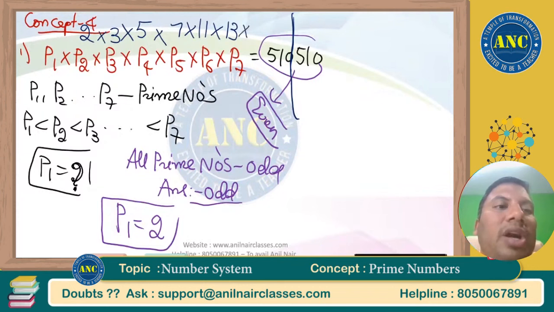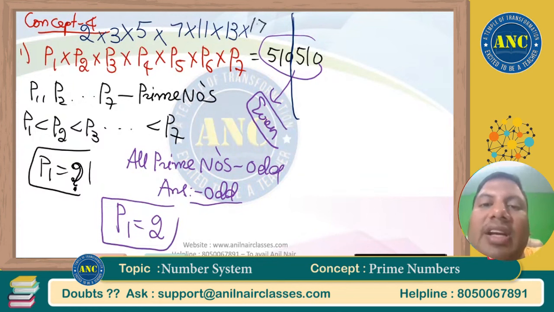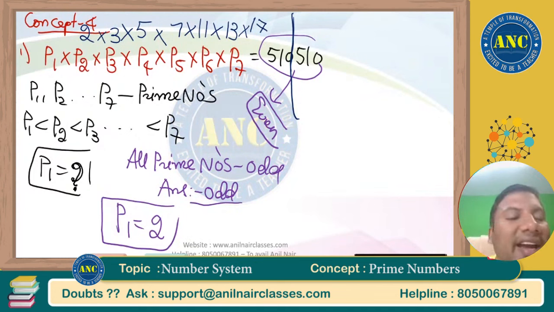Now if you see here, these 7 prime numbers: 1, 2, 3, 4, 5, 6. After 13, what is the next prime number? 17. So we got the answer as 2, 3, 5, 7, 11, 13, 17. I hope it is clear. Just by looking at the question, you can find out the values of P1 to P7 if you know the divisibility rules of some selected prime numbers.